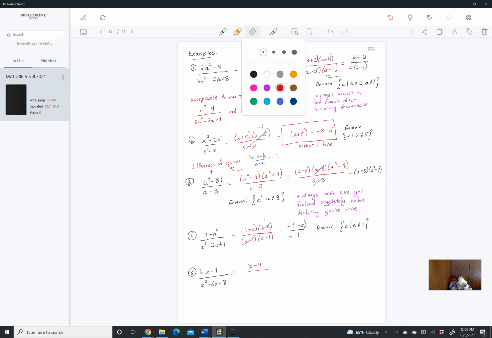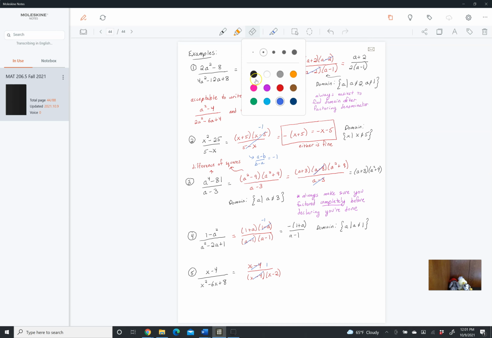And then x squared minus 6x minus 8 can be factored to x minus 4 times x minus 2. The x minus 4s will cancel here. And what we are left with in the numerator is a 1. It's not that the numerator goes away. You can't have something in the denominator and all of a sudden it's in the numerator.